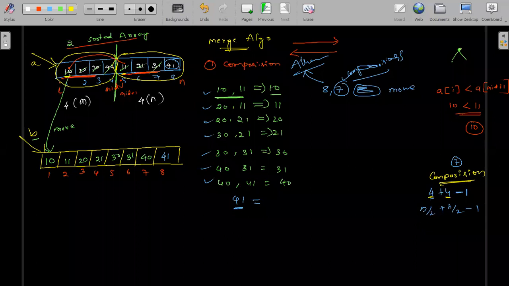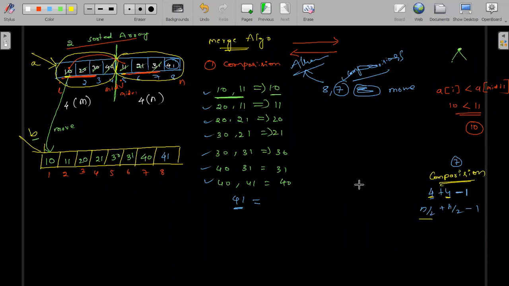4 means, can I write like this, n by 2? So nothing but n elements are there. I divided into half. That is the reason why n by 2. Here also n by 2. Totally -1. That is what exactly I'm doing.